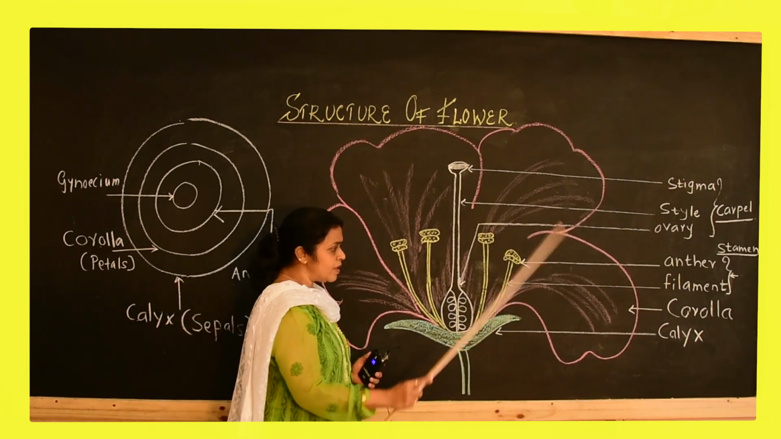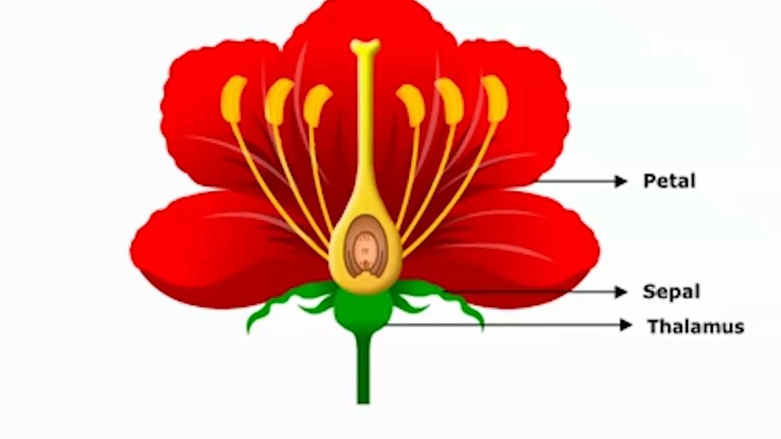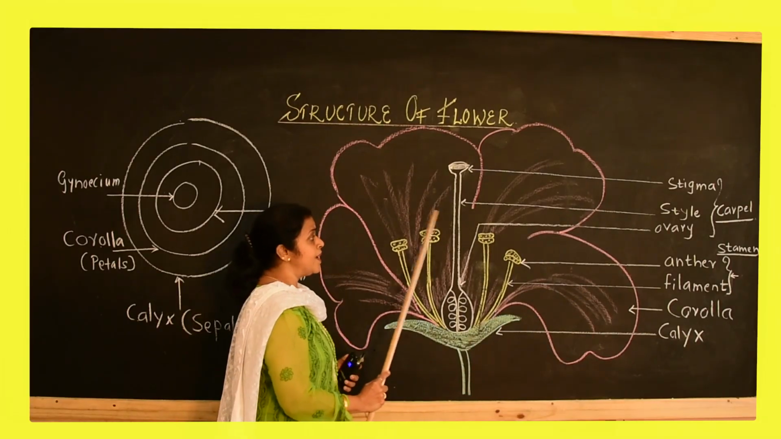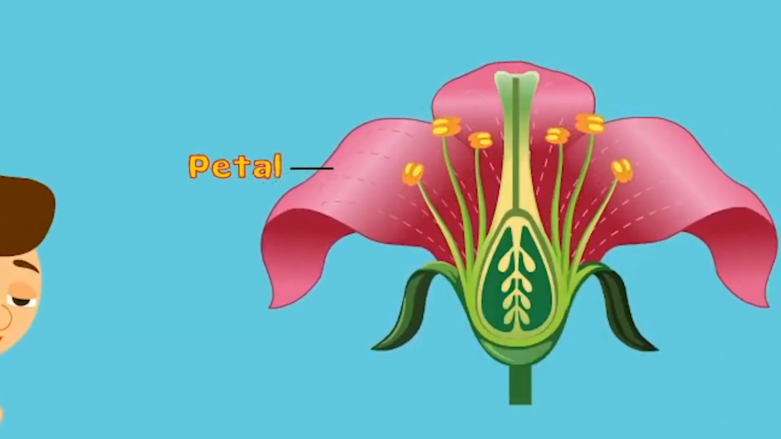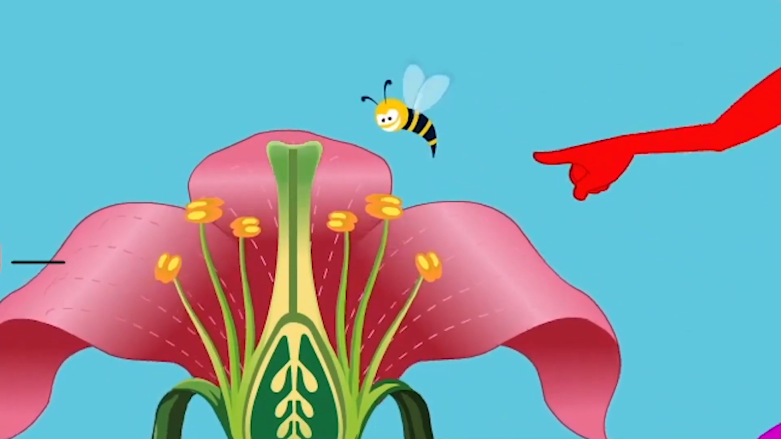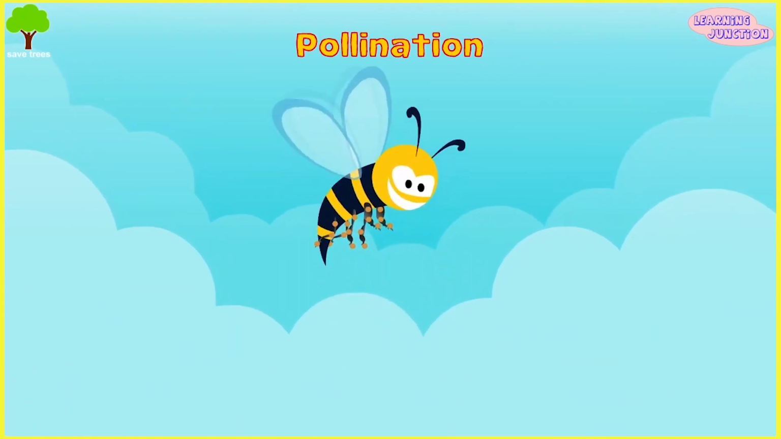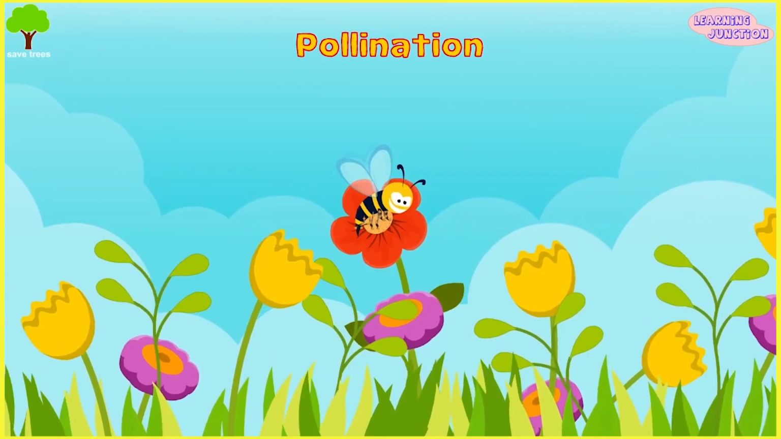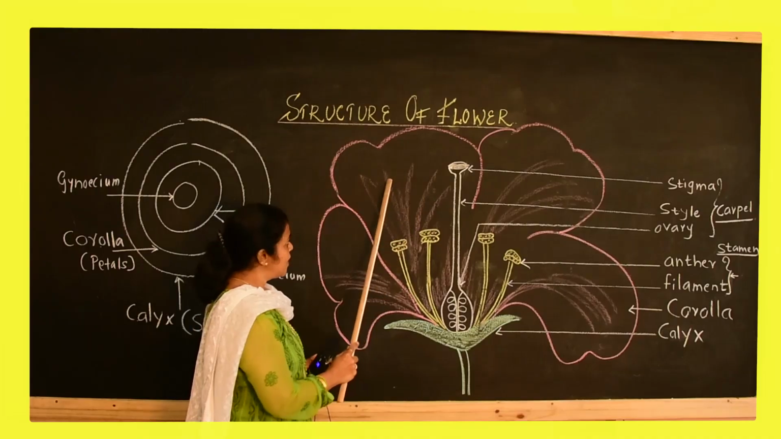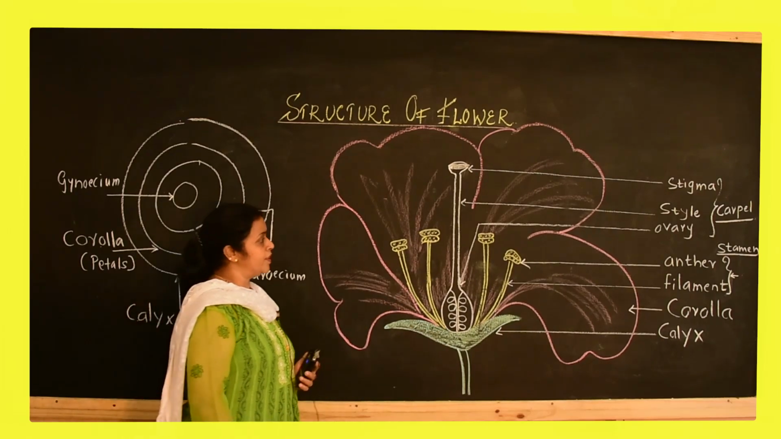Then the next one is called as corolla. Corolla is made up of petals. The petals are generally brightly colored, just to attract insects for pollination. Some flowers are having white color petals, but then they are sweet smelling, because of which that fragrance will attract insects for pollination. Thus, the function of this corolla is to attract insects for pollination.